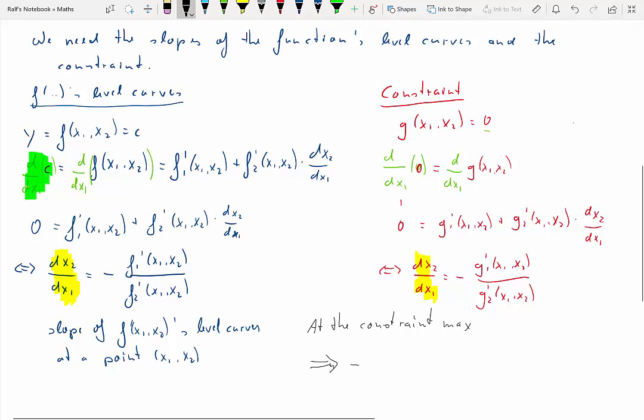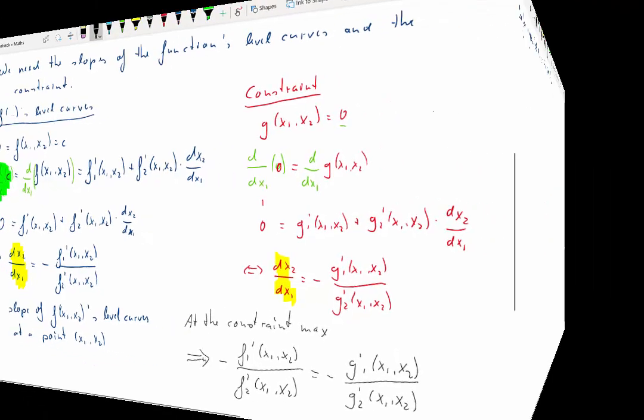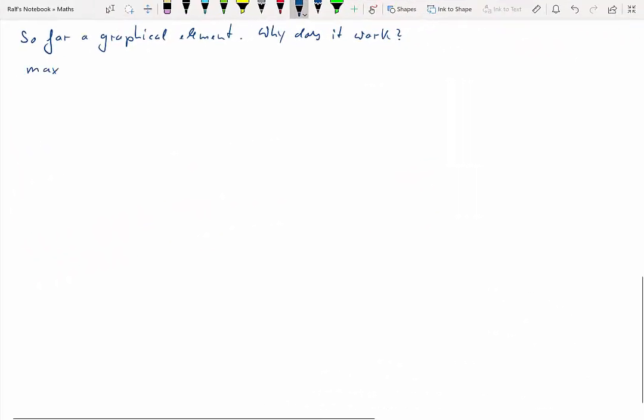So what we argued graphically is expressed in algebraic terms as negative of f prime 1 over f prime 2 is equal to negative of g prime 1 over g prime 2. So we started out with a graphical argument and then brought this graphical argument essentially into an algebraic language, but now we want to figure out why that actually works.